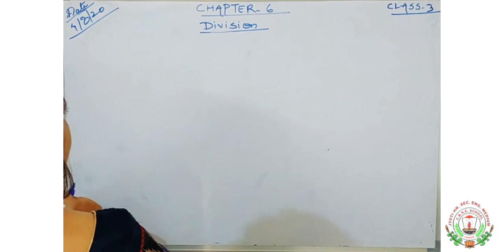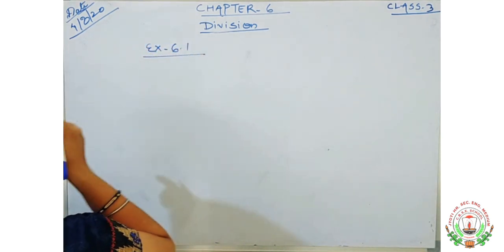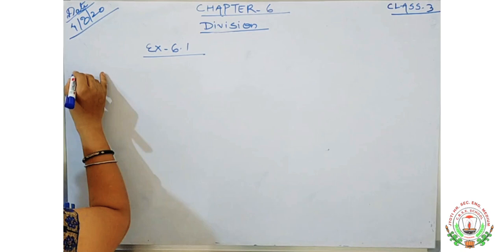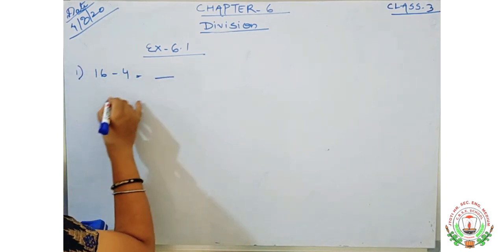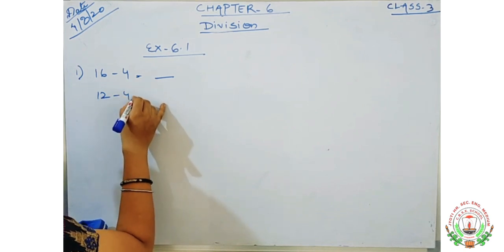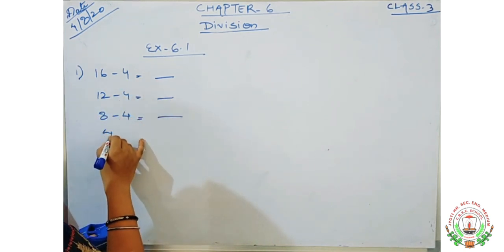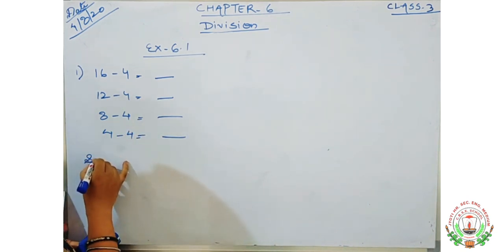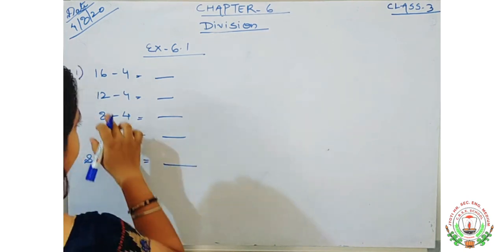Exercise number 6.1. Question number 1 is a book exercise. So I am writing here, you will write in your book. Question number 1: 16 minus 4, 12 minus 4, 8 minus 4, 4 minus 4. This we have done just now. So 16 divided by 4 is equal to dash.